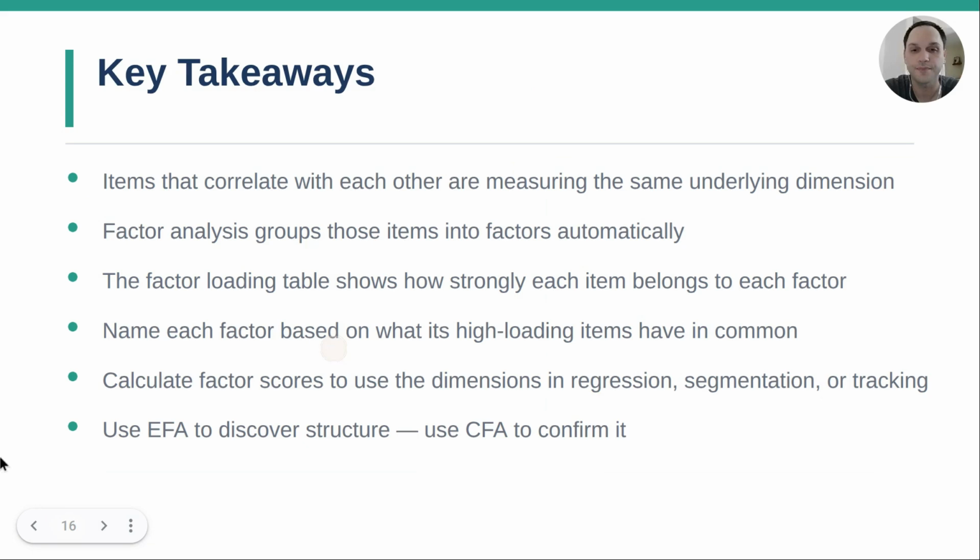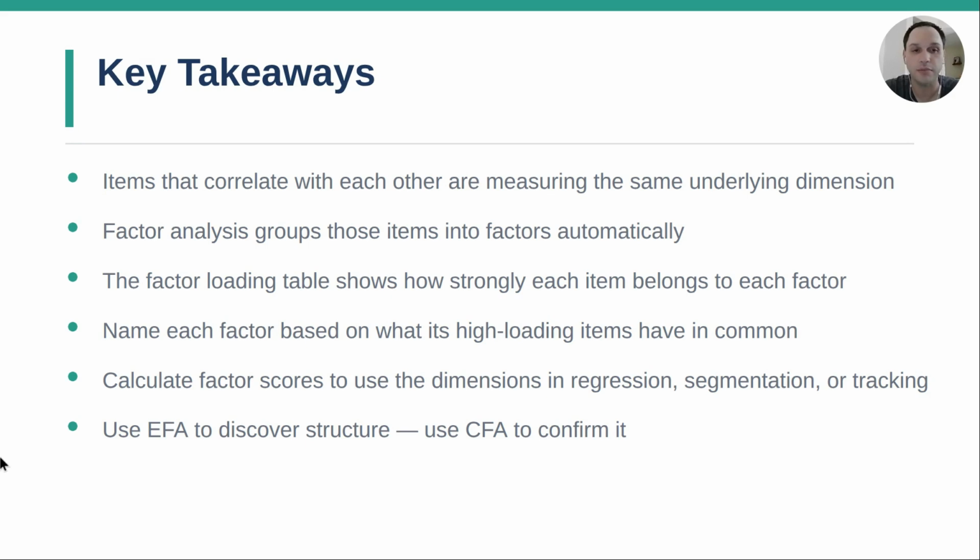6 things to take with you. Items that correlate with each other are measuring the same underlying dimension. That's the foundational insight the whole method rests on. Factor analysis groups those items into factors automatically based on their correlation patterns. The factor loading table shows you how strongly each item belongs to each factor. Look for high loadings on one factor and low loadings on all others.